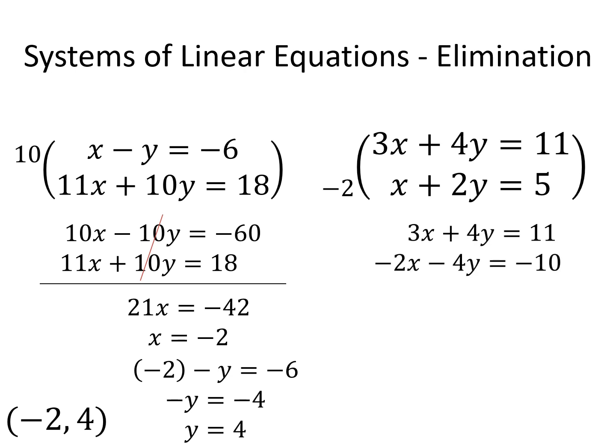So if I do that, that gives me 3x plus 4y equals 11 on top. That has not changed. On the bottom, I get negative 2x minus 4y is equal to negative 10, because negative 2 times everything gives me that. The y's are going to cancel out. And then 3x plus negative 2x is x. 11 plus negative 10 is 1. Hey, it's already solved. Don't have to worry about it.